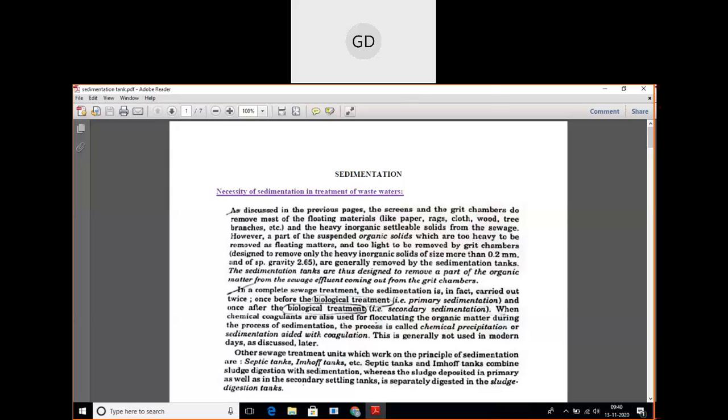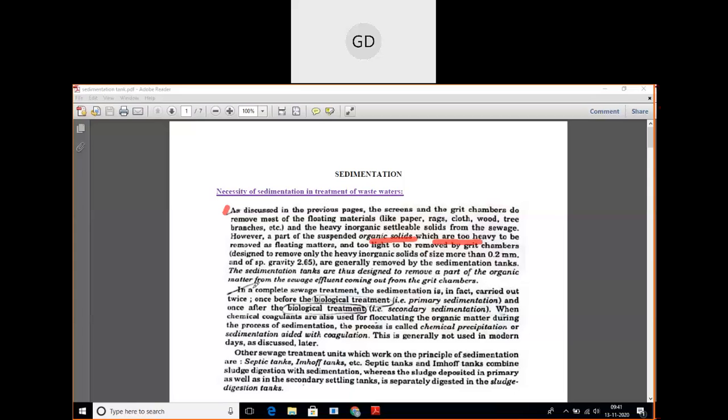So let us read it a bit, okay? As discussed in the previous pages, the screens and the grit chambers remove most of the floating materials like paper, rags, cloth, etc., and the heavy inorganic settleable solids in the sewage. However, a part of the suspended solids which are too heavy to be removed as floating materials and too light to be removed by grit chambers are generally removed by the sedimentation tank. So I think up to here it is clear to you. Those settleable solids cannot be removed by the screening process, so they are generally removed by your sedimentation tanks.